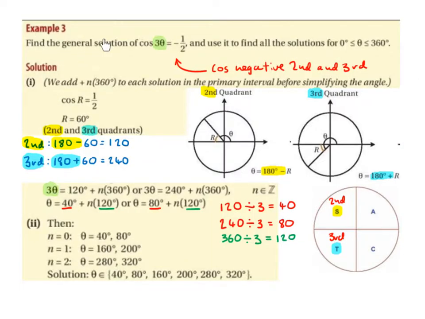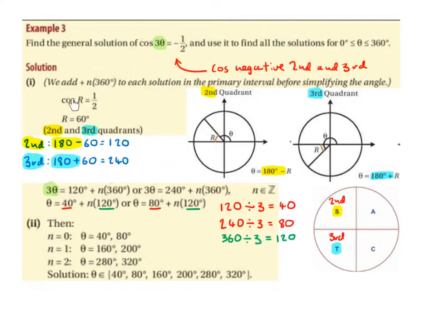Find the general solution of cos of 3 theta is equal to minus a half, and use it to find all the solutions for theta greater or equal to 0 degrees, less than or equal to 360 degrees. It's important to note that cos is negative here, and cos is negative in the second and third quadrants. So we're going to add n times 360 degrees to each solution in the primary interval before simplifying the angle.